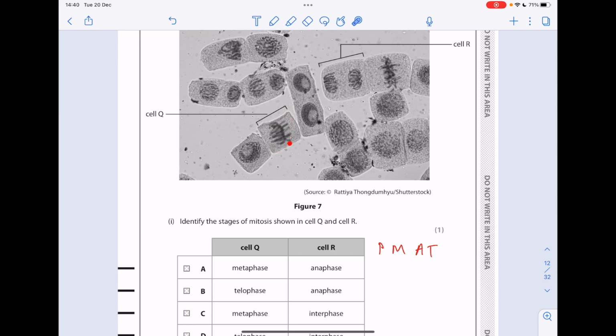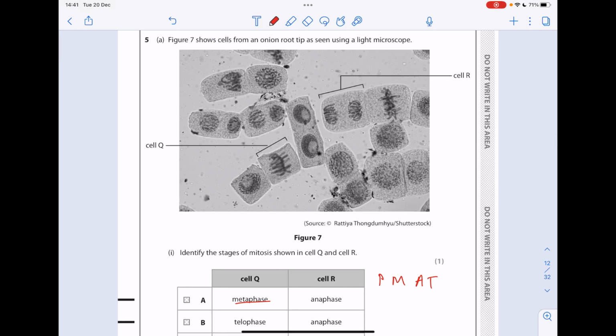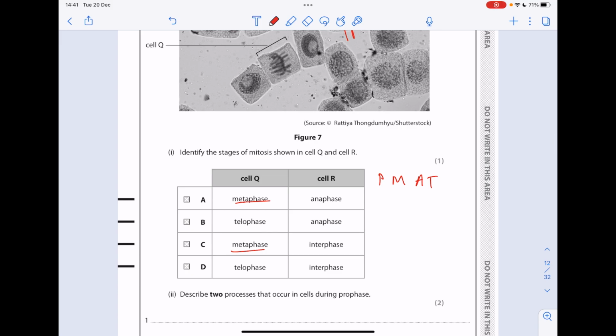Here you've got the chromosomes lining up at the equator of the cell, which is metaphase. And then over here you've got your 2 nuclei moving to opposite ends of the cell. We're going to end up with the cytoplasm being split down there. This is known as anaphase. So the answer here is A.